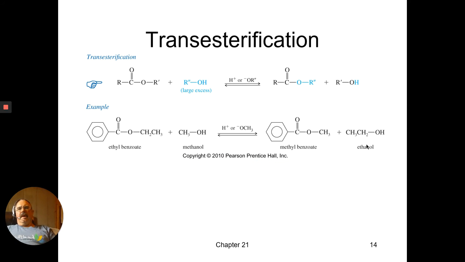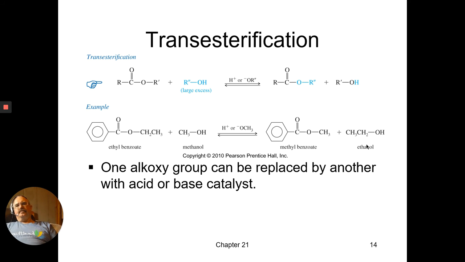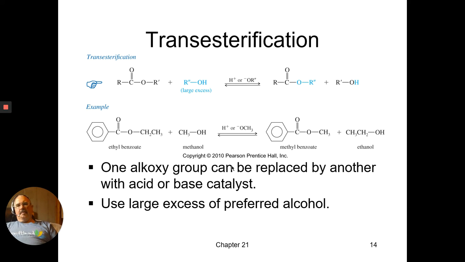Okay, we can also do transesterification. That is, we can convert one ester into a different ester, for example, an ethyl ester into a methyl ester. This does require a large excess of the preferred alcohol. In this case, it would be a large excess of methanol.